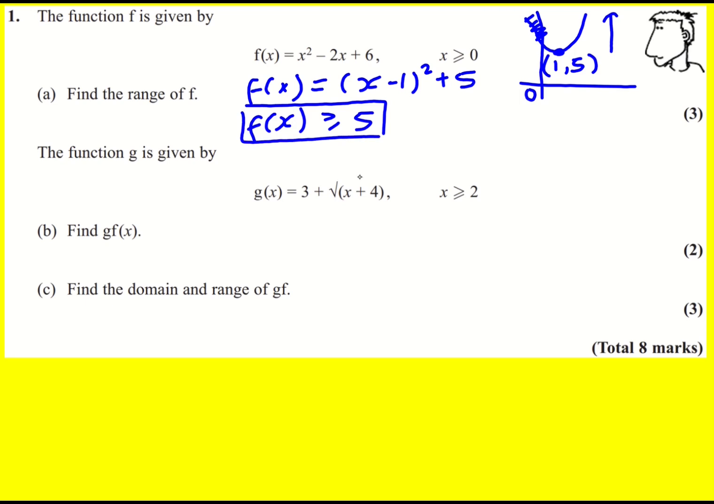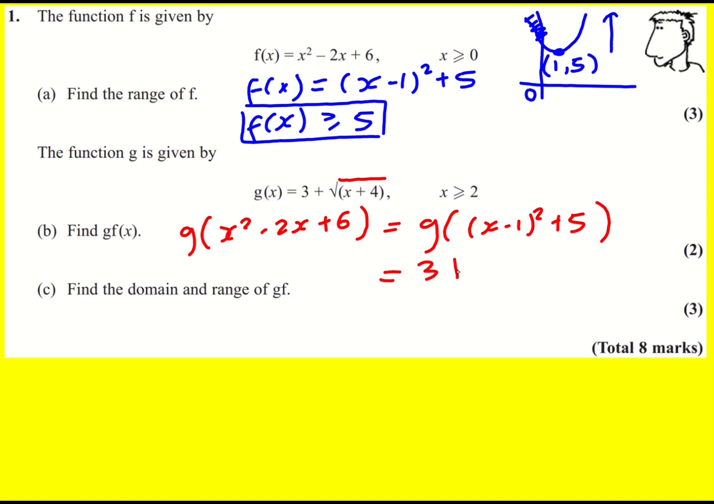We're given another function now. I'm just going to extend the square roots because it will be over the whole thing. It's also got a restricted domain of x is greater or equal to 2. Then we're asked to find g of f of x. So this becomes g of x squared minus 2x plus 6, which I could write in completed square form. So it's g of (x minus 1) squared plus 5.